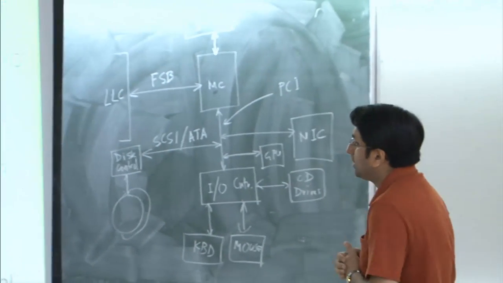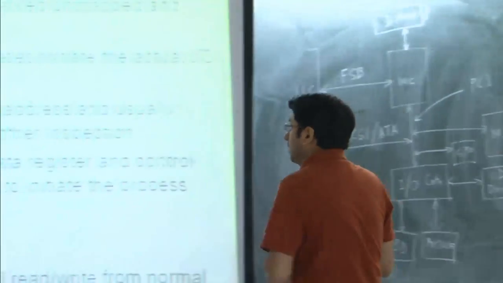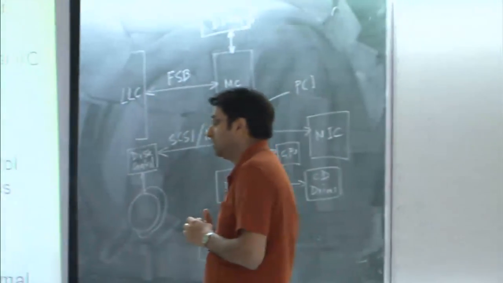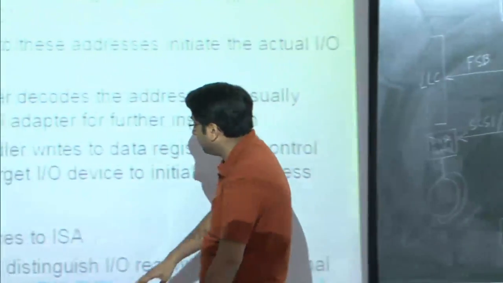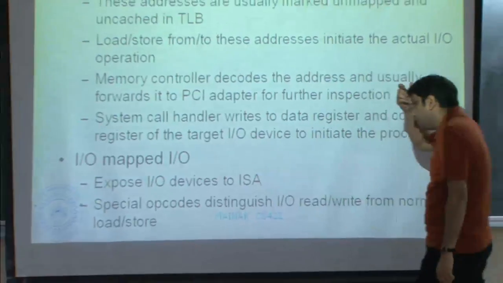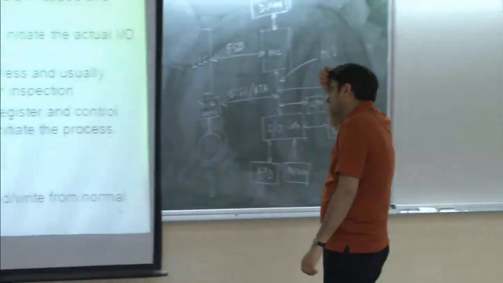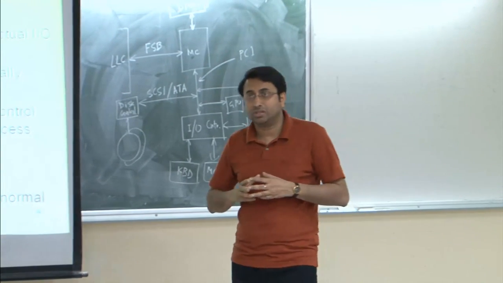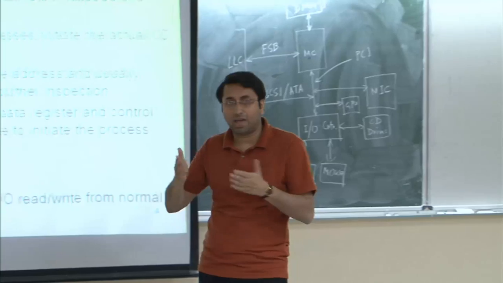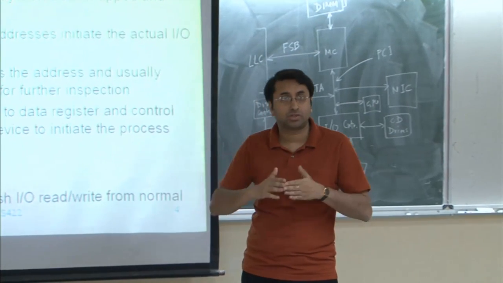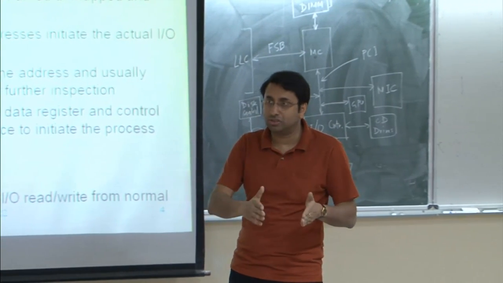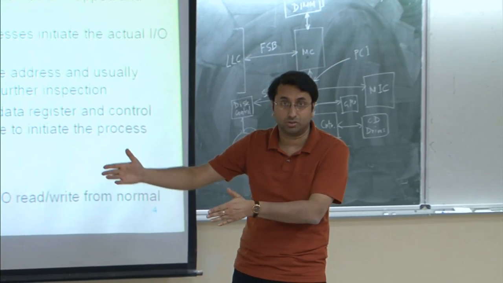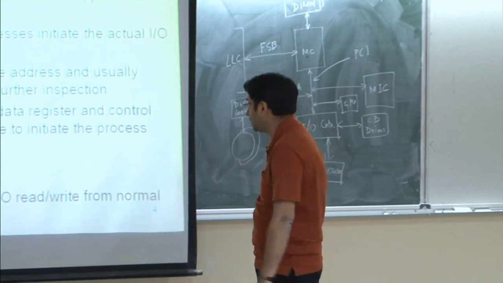The second type is IO mapped IO. This used to be supported in old x86 machines, and is even supported today in certain machines. Here you expose the IO devices to the ISA. Essentially, you have special opcodes that distinguish IO read write from normal load store. So instead of saying load word some value to some address, you have a new instruction that says write this particular word to this particular command register. There will be a different instruction for doing that.